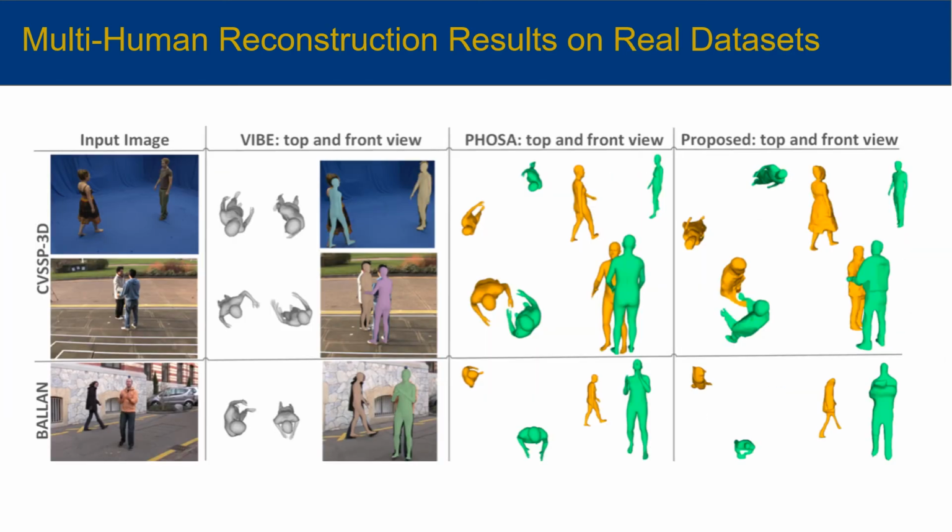Results on the real datasets, CVSSP 3D and Bellin dataset, against FOSSA and VIBE are shown here. The 3D reconstructions demonstrate that the proposed method outperforms existing methods on both real and synthetic datasets, in both the quality and coherency of the reconstruction.